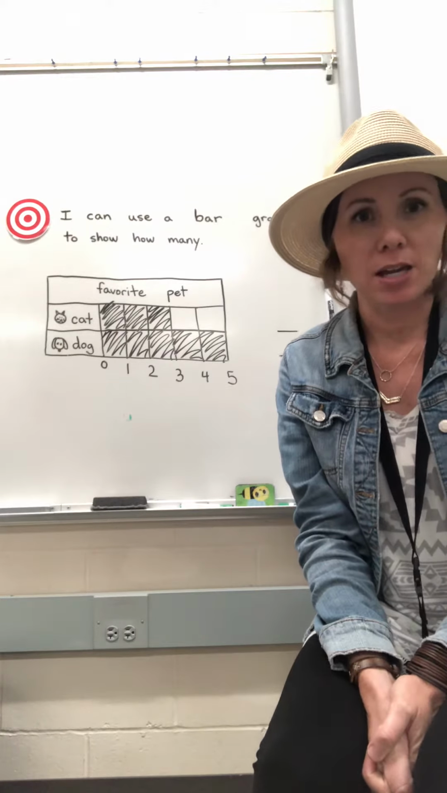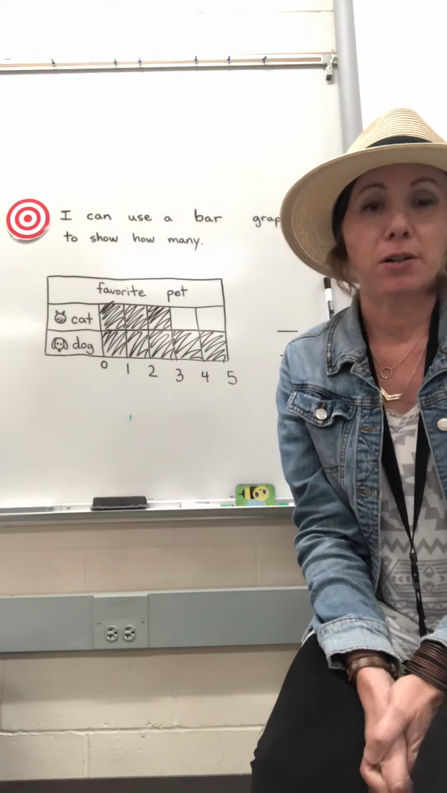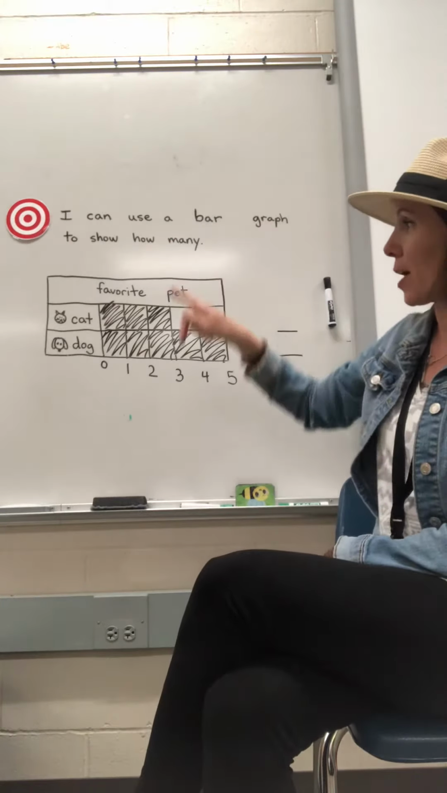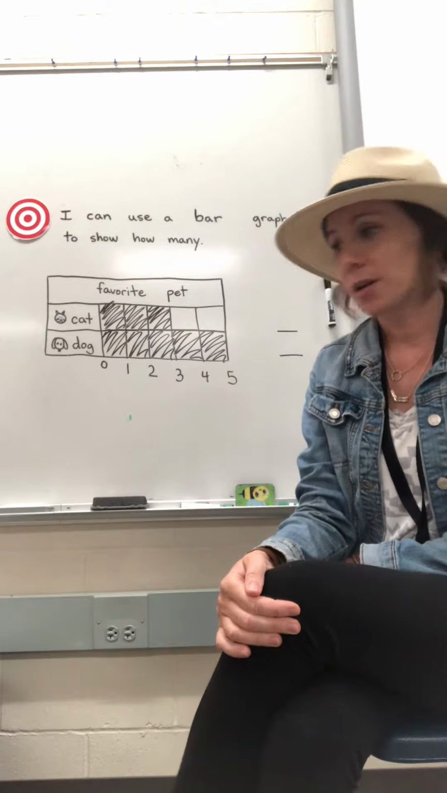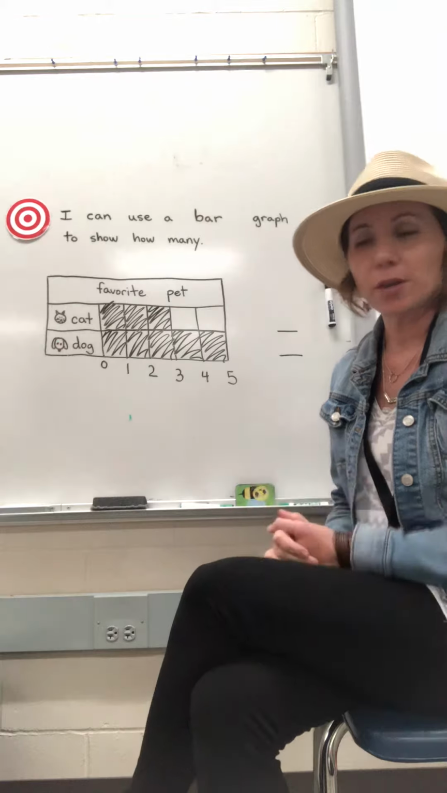Yesterday in math we learned how to use a picture graph to show information and count how many of something and compare two things to see which had more and less. Today we're going to use something called a bar graph. So our learning target is, I can use a bar graph to show how many. Bar graphs can go across or they can go up and down, and the longest line will show more and the shorter line will show less.